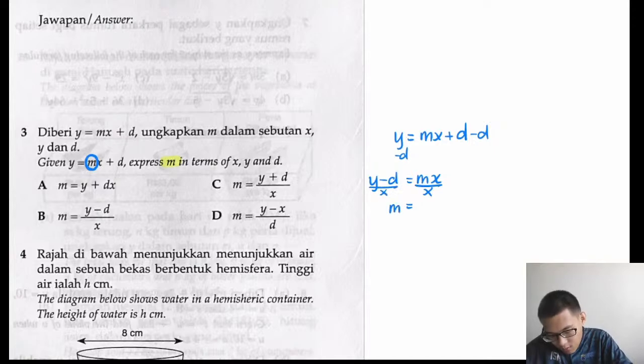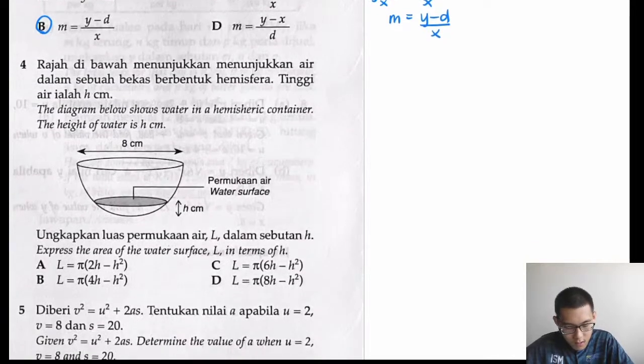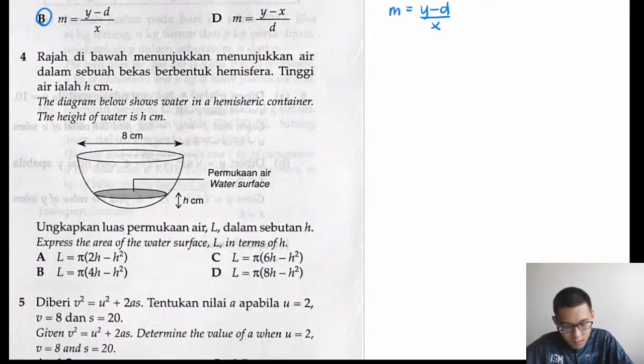So now we have m equal to y minus d over x. Okay, so we have an answer, this one. Okay, done. The diagram below shows water in a hemispherical container. The height of water is h cm. Express the area of the water surface in terms of h.